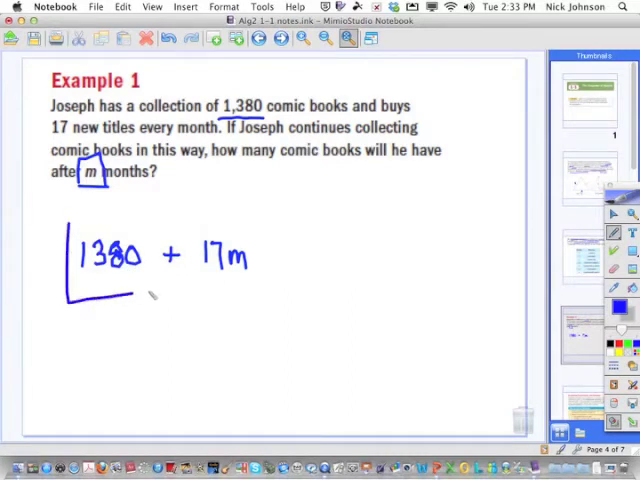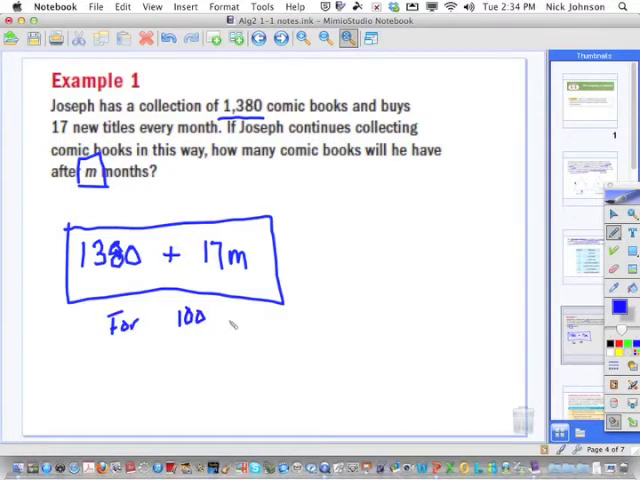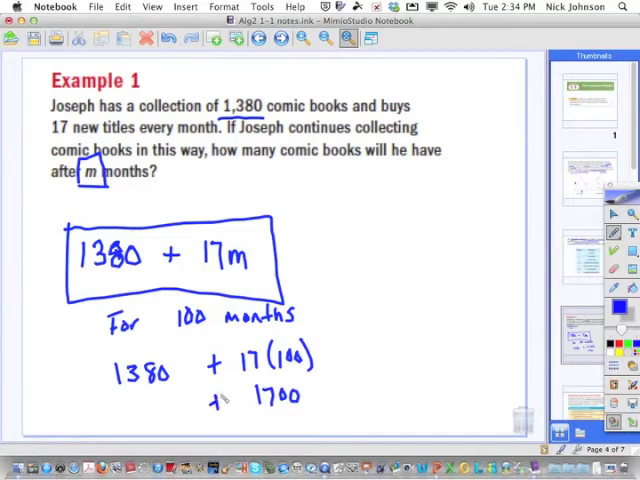So this expression tells me how many books he has all the way out to the future. We could go 100 months. So for 100 months, all I have to do is put 100 in for M. Well, what's 1700 plus 1380? You all should be screaming at me. 1,000, 2,000, 3,080 comic books.